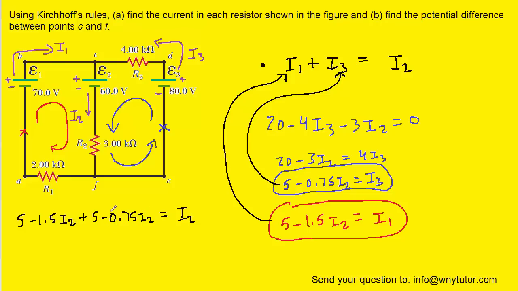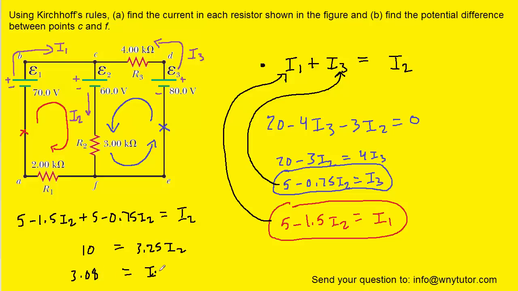So why don't we gather those I2 variables, we'll add the 0.75 I2 over to the other side, as well as the 1.5 I2. The 5 plus 5 can be combined to make 10. And then we can divide by 3.25. And when we do that, we get roughly 3.08 is equal to I2.